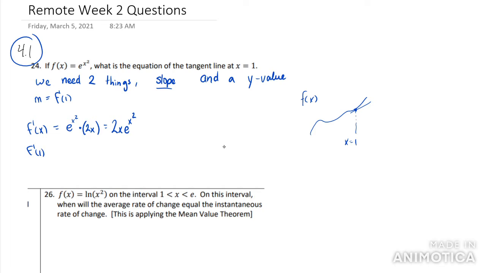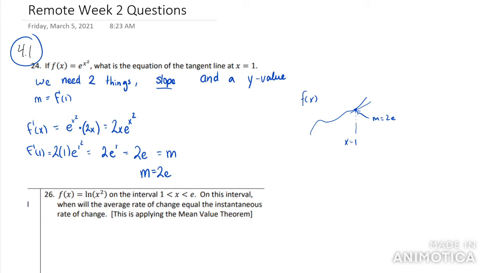I'm just going to replace anytime I see an x, so it's going to be 2 times 1 times e to the 1 squared. This cleans up a little bit, so the 2 times 1 just becomes 2. E to the 1 squared is just e to the 1, so I can say this is equal to 2e. So this here is my slope. My slope of my tangent line is equal to 2e. So if this was my tangent line here, this has an m of 2e.